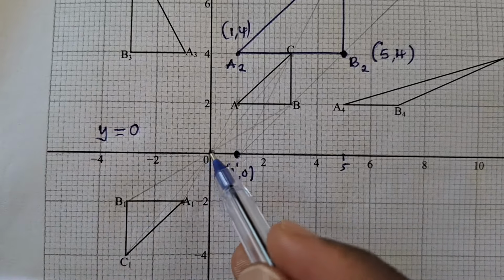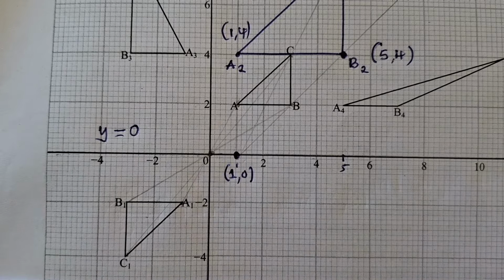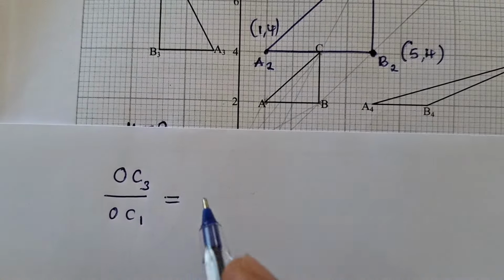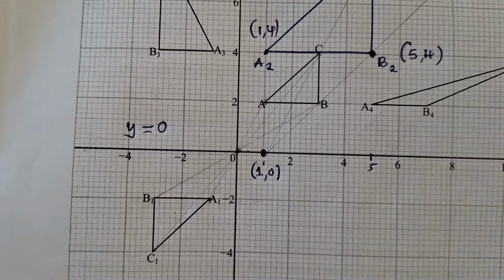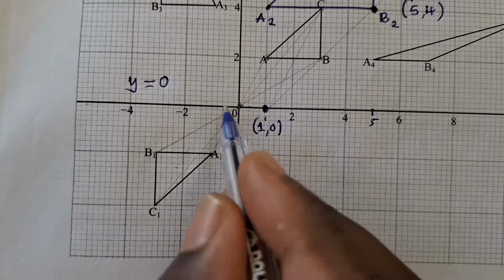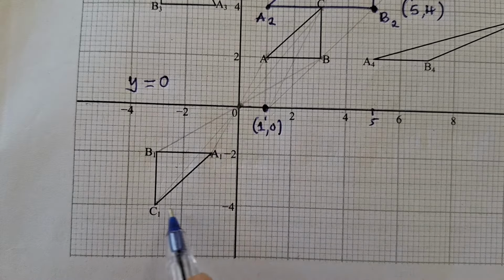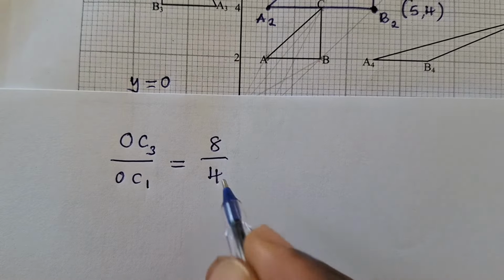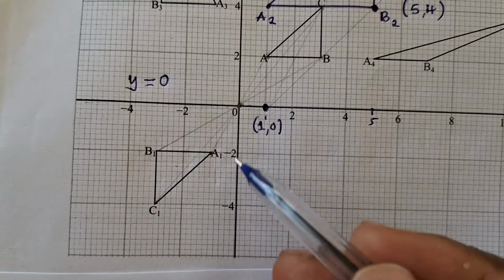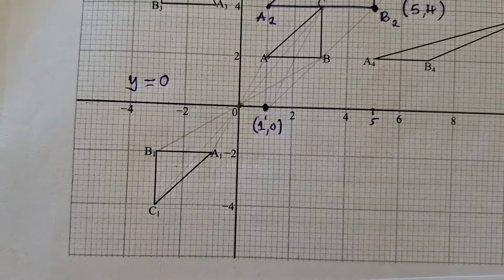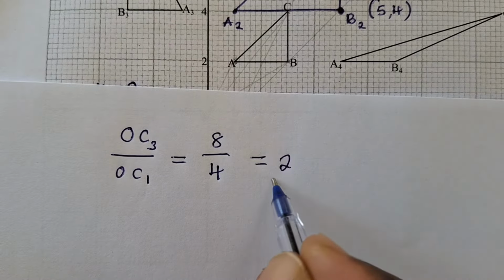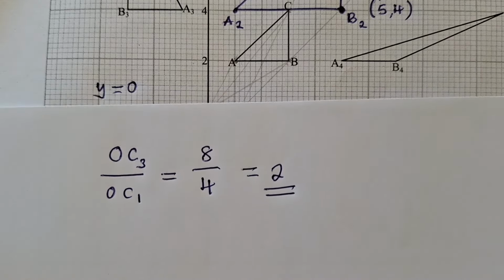Okay? So from here, 0, going all the way to where C3 is, it's 8. So I'll say 8 over, from here going all the way to where this C is, C1, it's 4. So I'll say 4. I'm not going to write -4. I just want the distance. So when I divide, this of course is giving me a 2. So my scale factor is 2.